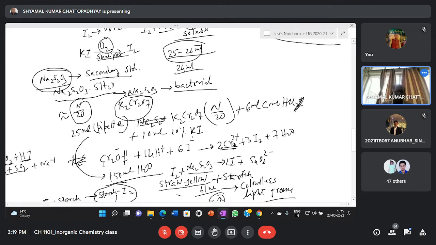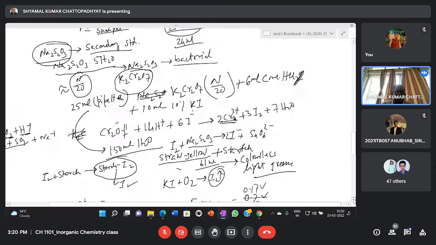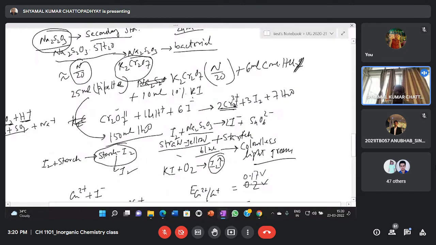So the first step is that you add to this solution 10% KI, and I have told you that KI in presence of sunlight can give iodine. So in order to complete the reaction, you close the mouth of the conical flask using a small watch glass, right? And then keep it in the dark for 5 minutes so that the reaction between dichromate and iodide is complete. In the meantime, you prepare your burette by having the sodium thiosulfate solution.